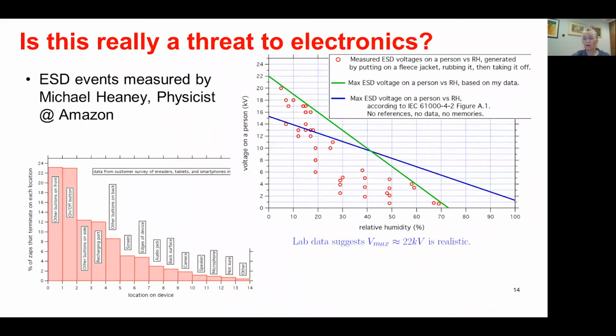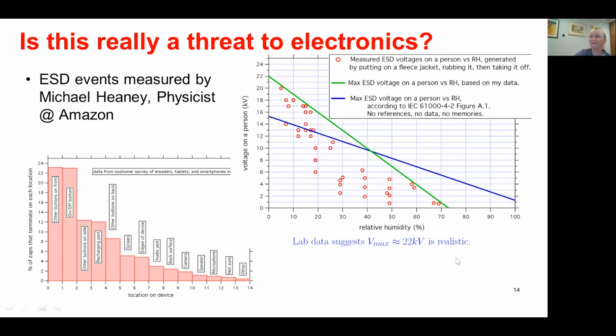So having this testing, having a gun replicate the testing and seeing what levels to do it at, is it really a threat to electronics? I mean, we often get questioned about are we being over conservative? Is this realistic? What's the right number? Is it 8,000? Is it 10,000? What is the right number?